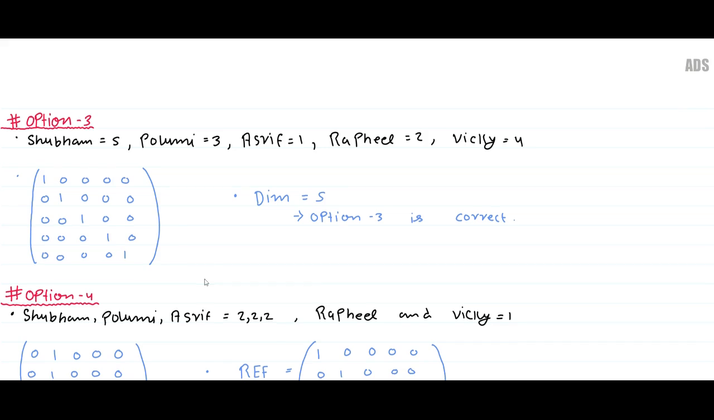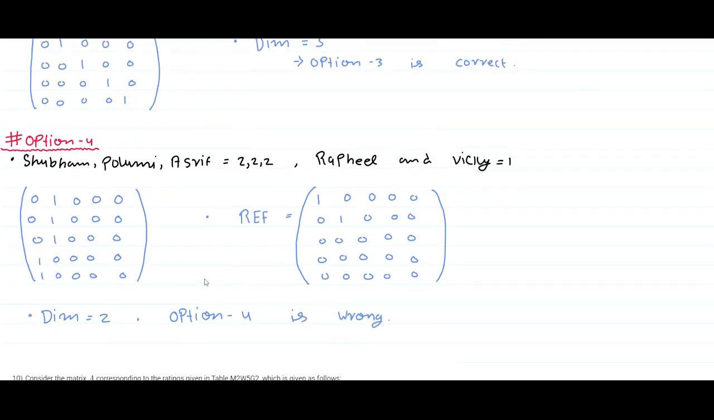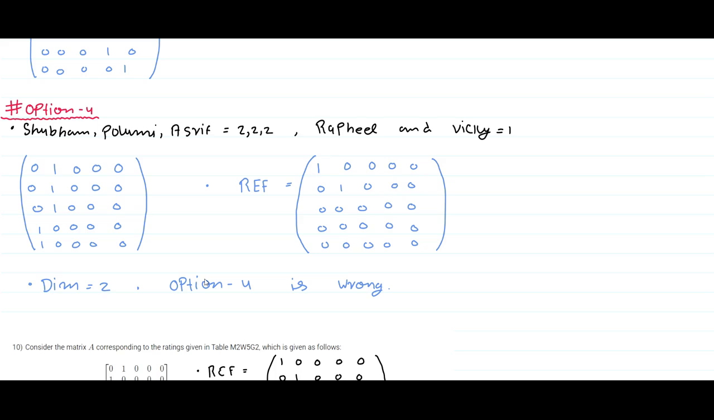Now let us see option number 4. If Shubham, Paulmi and Asrifa all gave a 2 star rating, and Rafal and Vicky gave a 1 star rating, then the dimension of the vector space spanned by the row vectors corresponding to the ratings is 1. If we make the matrix and reduce it, then we will clearly see that there are 2 non-zero rows. It means that the dimension in this particular case for option number 4 is going to be 2, but here the given dimension is 1, so it means that option number 4 is wrong.